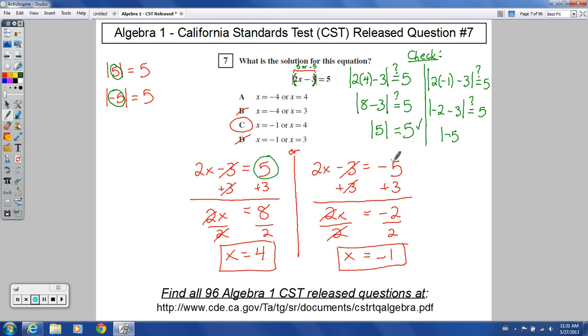And so here was the positive one like we thought it would be, we thought it would be 5. Here was the negative one, it should be negative 5. The absolute value of negative 5 does in fact equal positive 5. So both solutions check.